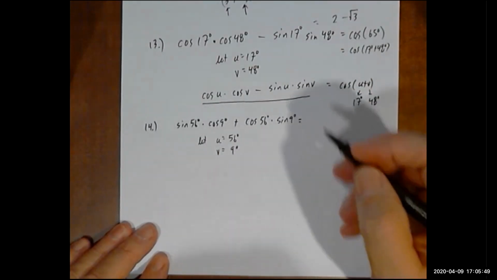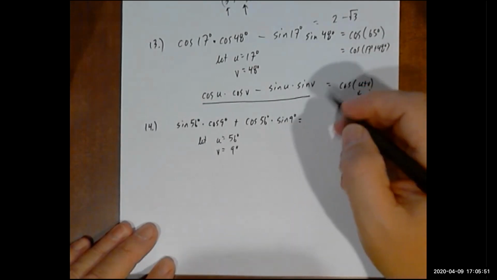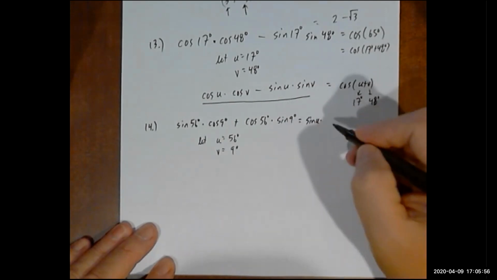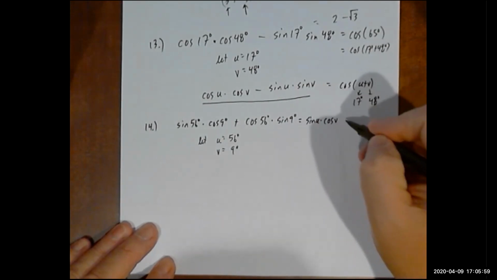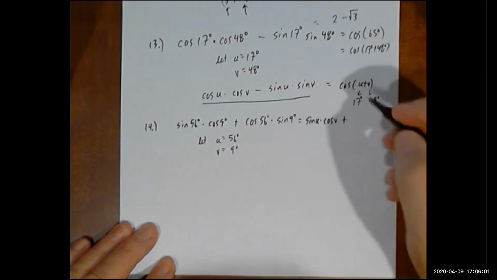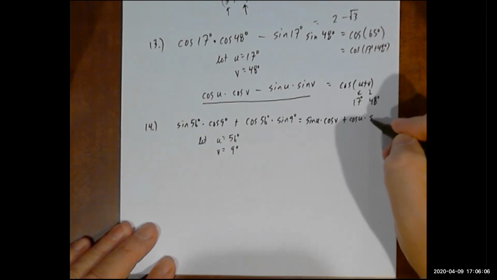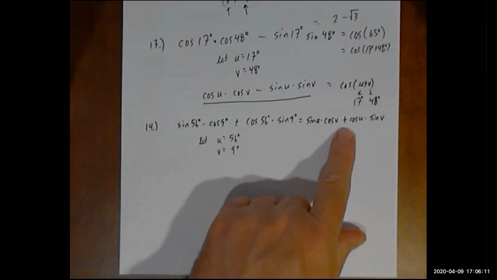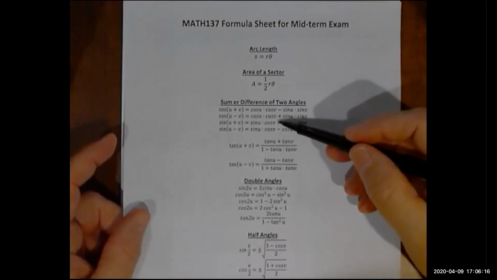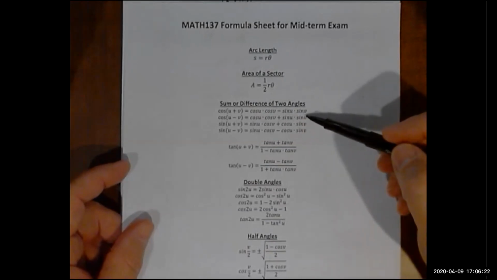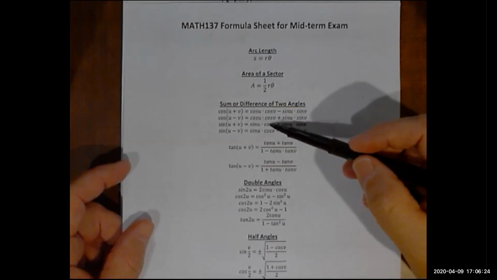So when I go to my formula sheet, it's very easy to see what's going on. So sine of 56 is sine of U, cosine of 9 is cosine of V, plus cosine of 56, that's cosine U, sine of 9 degrees is sine of V. So I'm going to go to my formula sheet. First thing I notice is they're added together. So that narrows it down to these two in the middle here. And now you notice this one's cosine, cosine, sine, sine. I don't have that. I have sine, cosine.